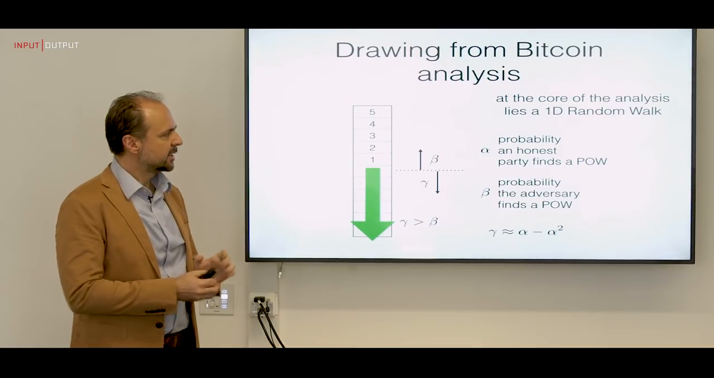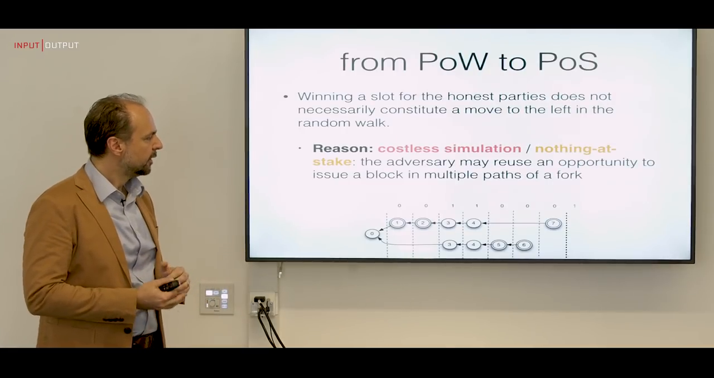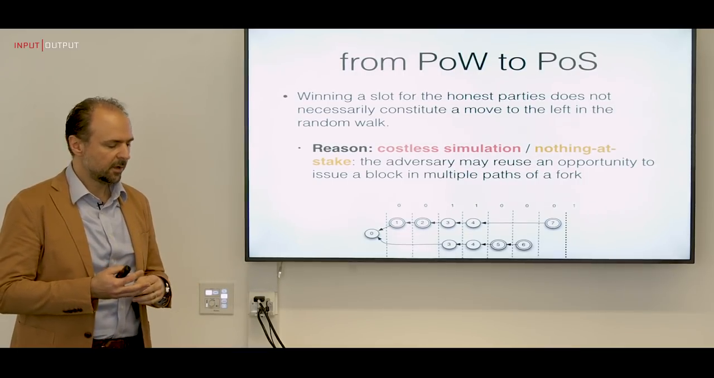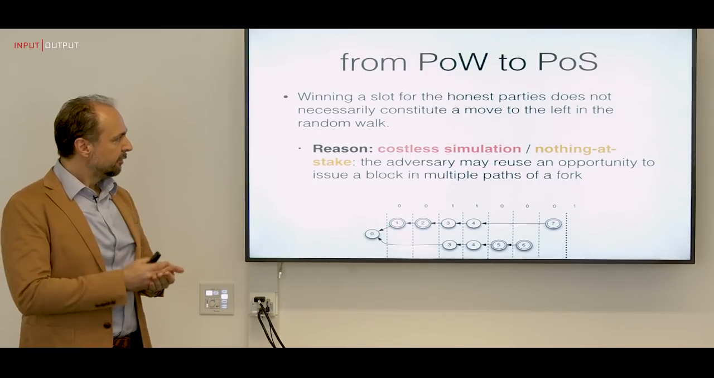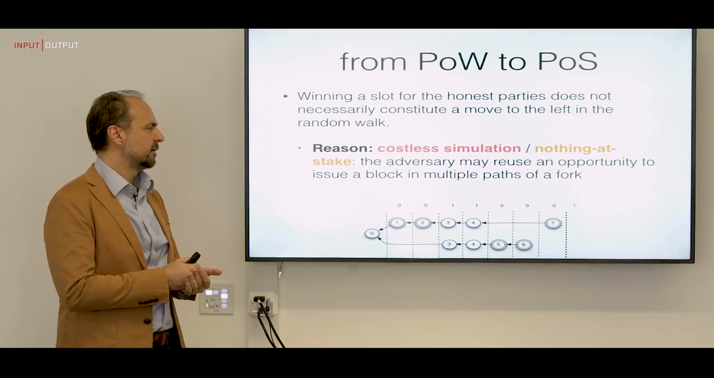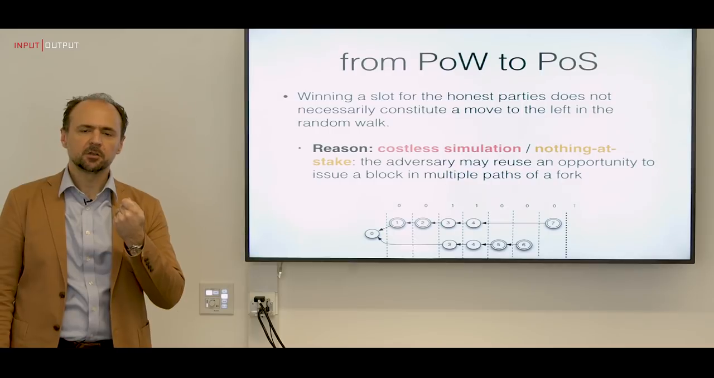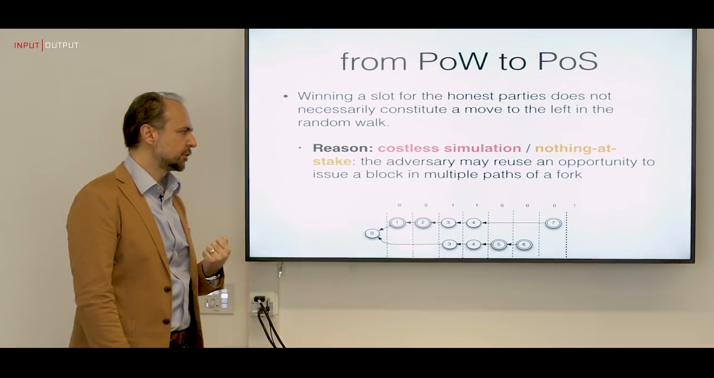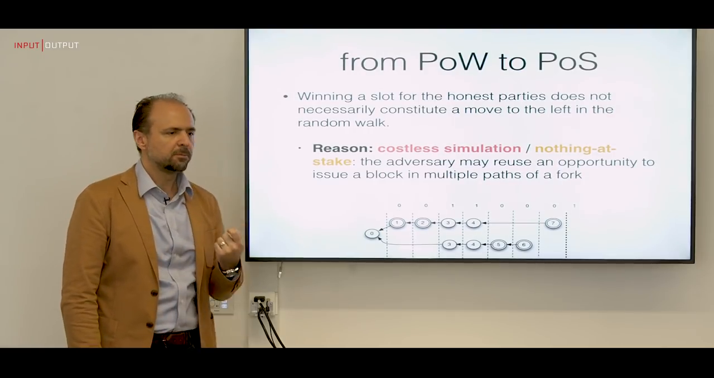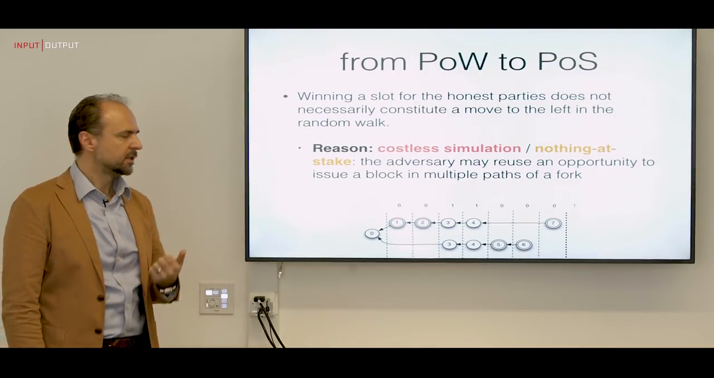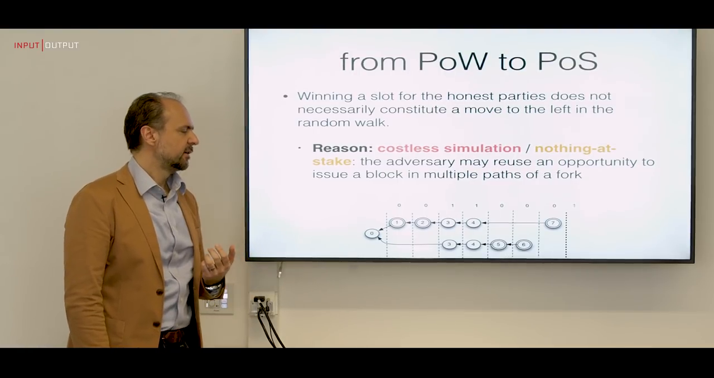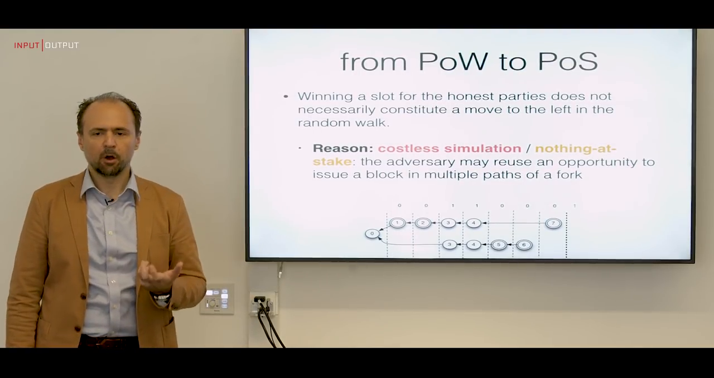So here is an inspiration from the analysis of Bitcoin. So now the question is, can we apply this logic to the PoS setting? Unfortunately, winning a block for the honest parties does not necessarily constitute a move to the left in the random walk. And the main reason, actually, is what we cited at the beginning, costless simulation. So the adversary may reuse an opportunity to issue a block in multiple paths of the fork, exactly because this costs him nothing.